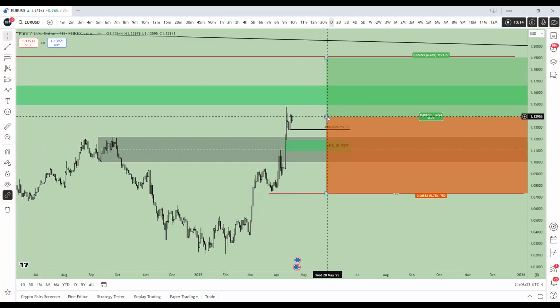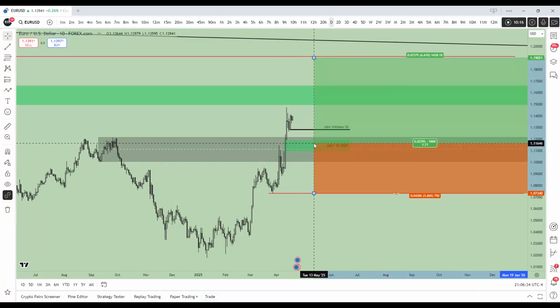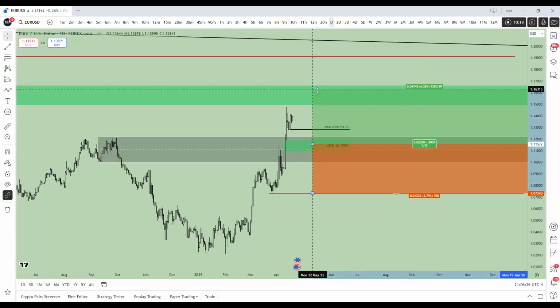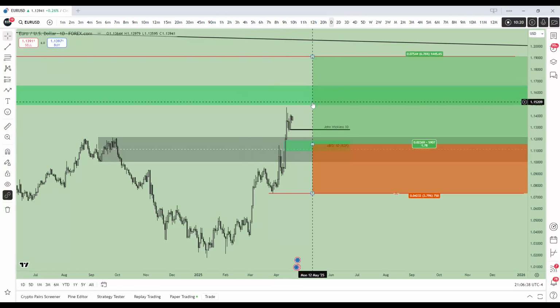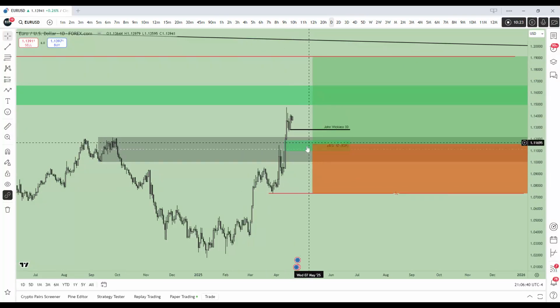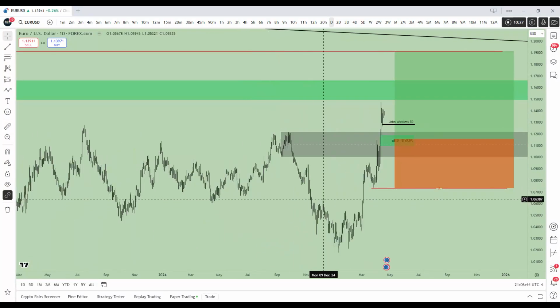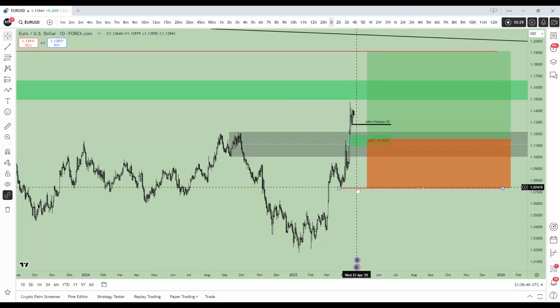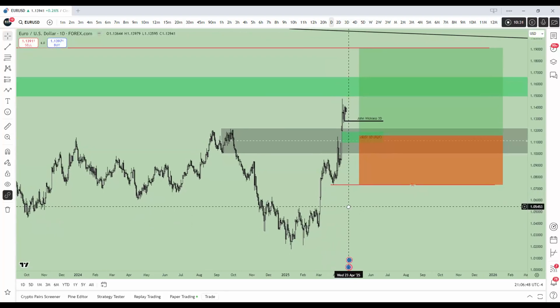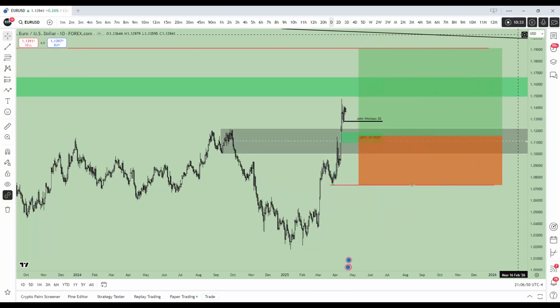This would be a nice zone. Possibly taking a trade down here, back into here, or a short from here to back into that zone. Should not break this area, I think. Okay. Yep, that's it for euro.